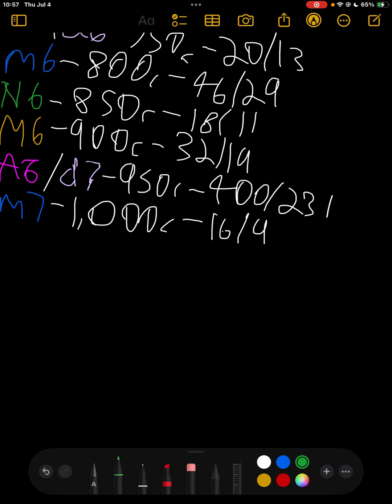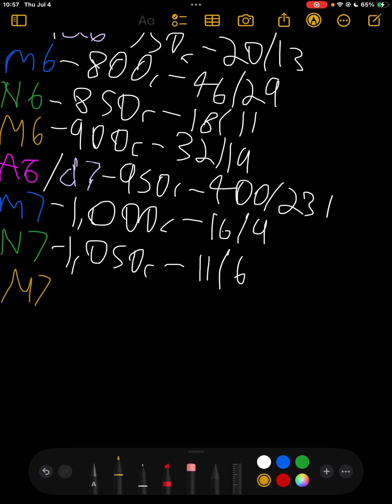Now for the neutral seventh of 1,050 cents. We have an approximate ratio of, hey, why didn't I think of this last time? 12:11. Yep, 12 to 11 was the other one. So we're going to use 11 to 6. And now for the major seventh. That one would be 1,100 cents. And that one has an approximate ratio of 17 to 9.